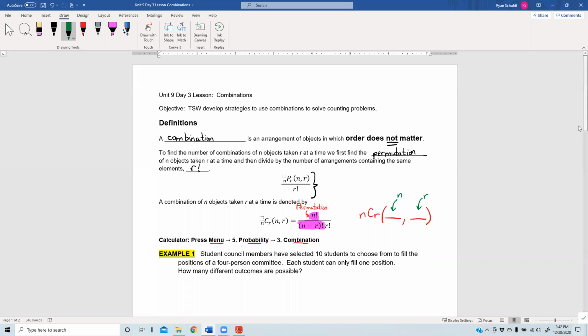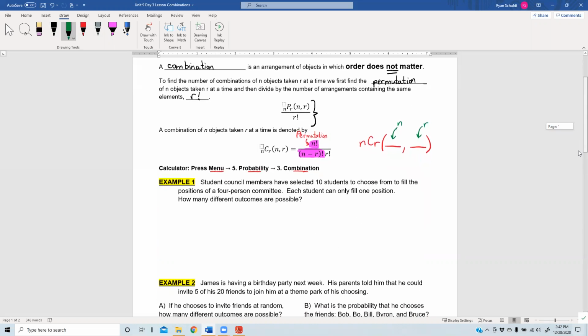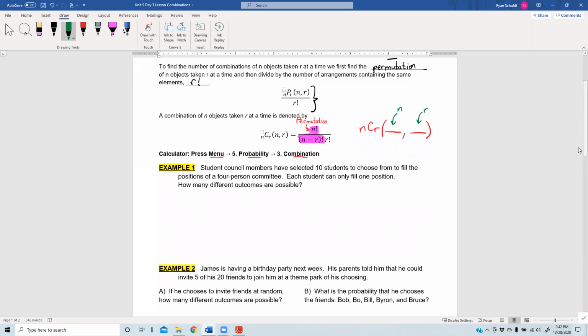Okay, so let's look at the first example. The student council members have selected 10 students to choose from to fill the positions of a 4-person committee. Notice the difference here. Now we're dealing with a four-person committee. We're not naming vice president, president, all that stuff like we did yesterday. We just need a committee. Each student can only fill one position on the committee. How many different outcomes are possible?